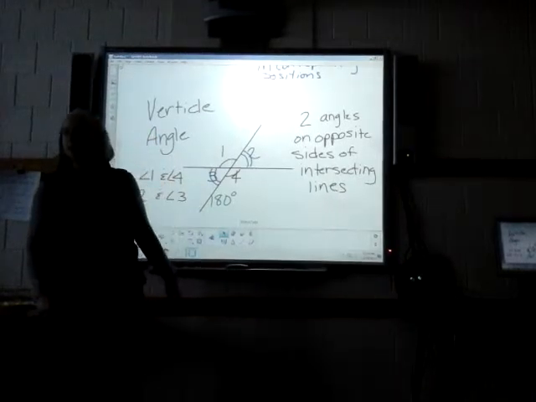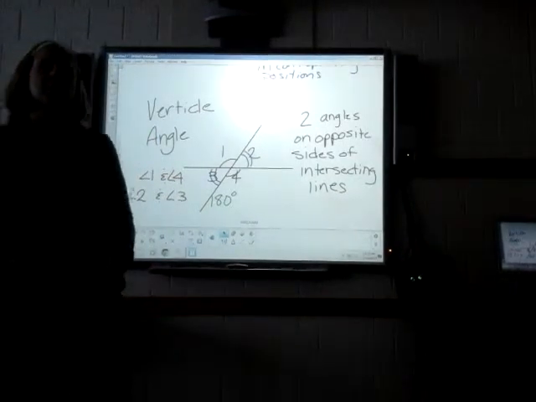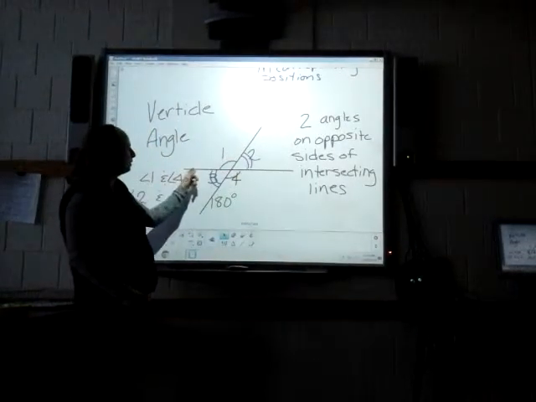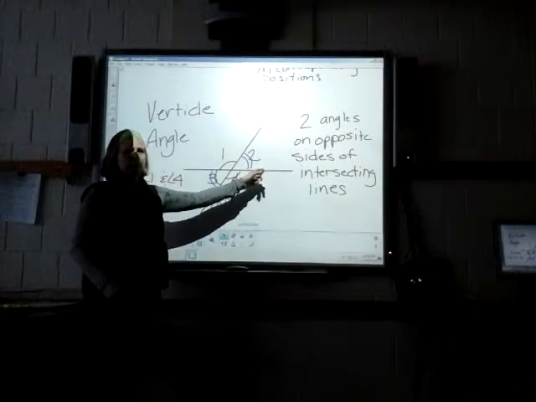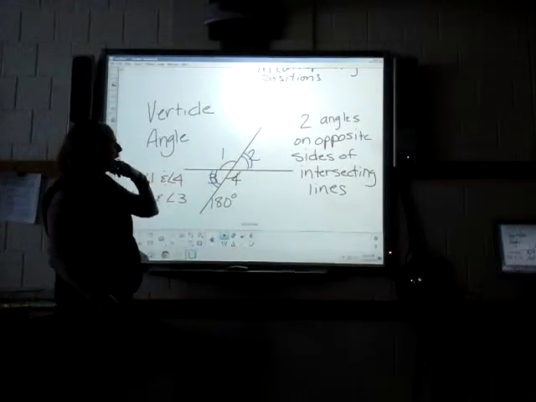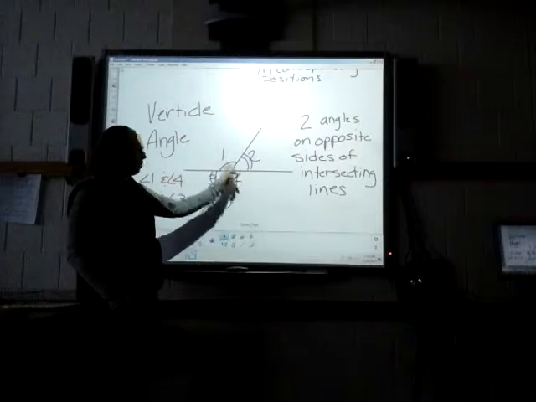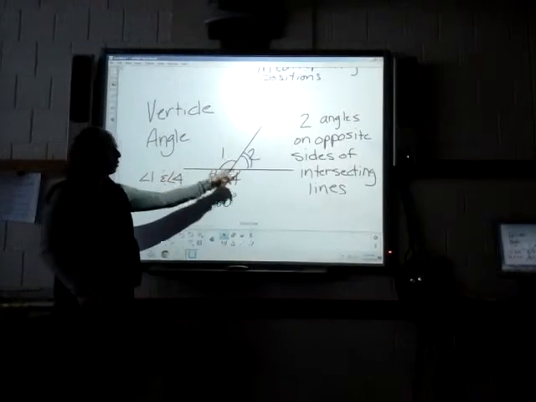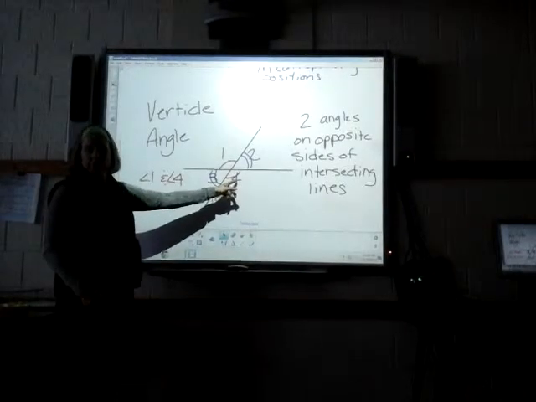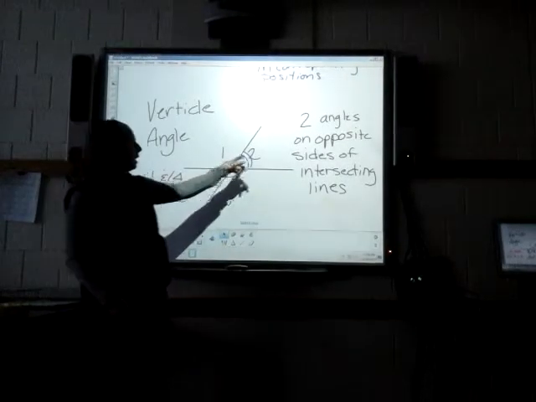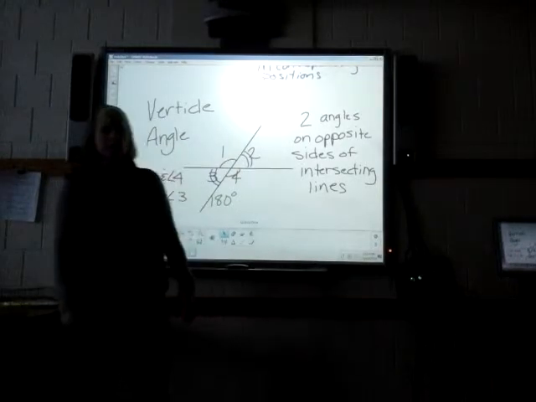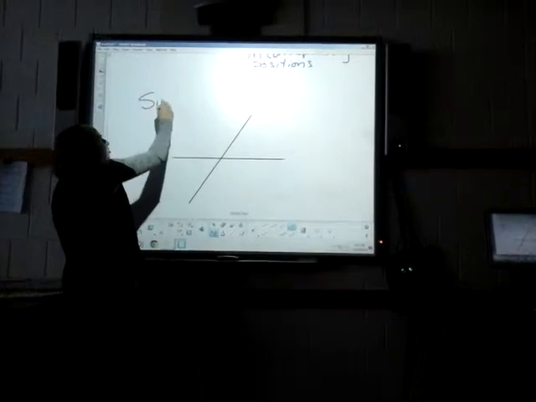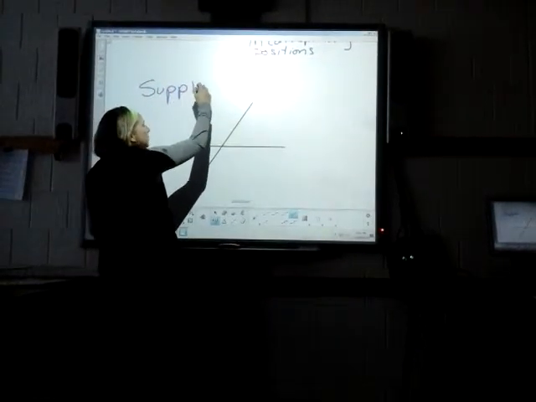This picture is slightly different than the one we had before. Before we had a transversal cutting through 2 lines. Here I just have 2 lines intersecting. And vertical angles are angles that are on opposite sides of those intersecting lines. Okay, for example, angle 1 and angle 4 in this picture are vertical angles, and angle 3 and angle 2 are vertical angles. Okay, final angle relationship, supplementary angles.